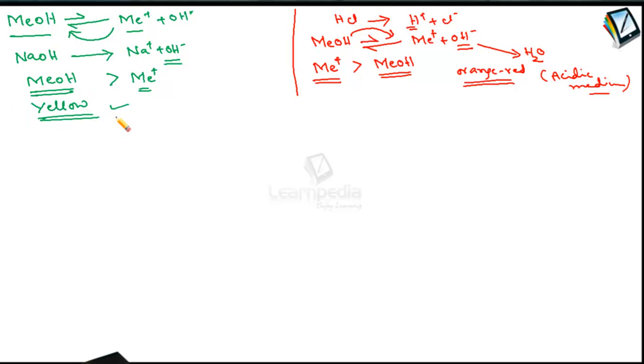Let us see now what happens by adding a drop of methyl orange to NaOH as well as HCl separately. So here is the conical flask. Now we are adding NaOH solution into the flask. This solution now contains a large excess of OH minus ions along with Na plus ions. And now let us add a drop of methyl orange.